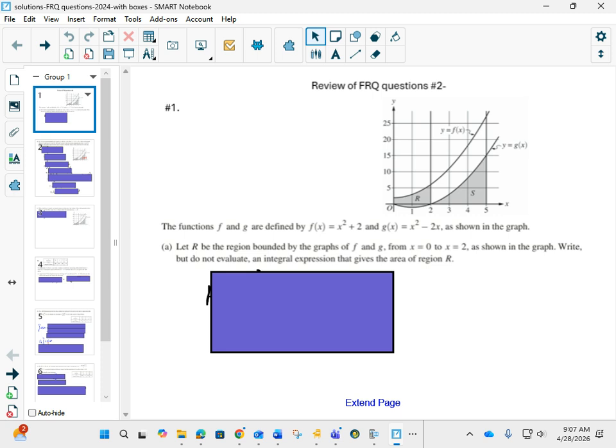Right, but do not evaluate an integral expression that gives that area. So we're going to do top function minus bottom function from 0 to 2.